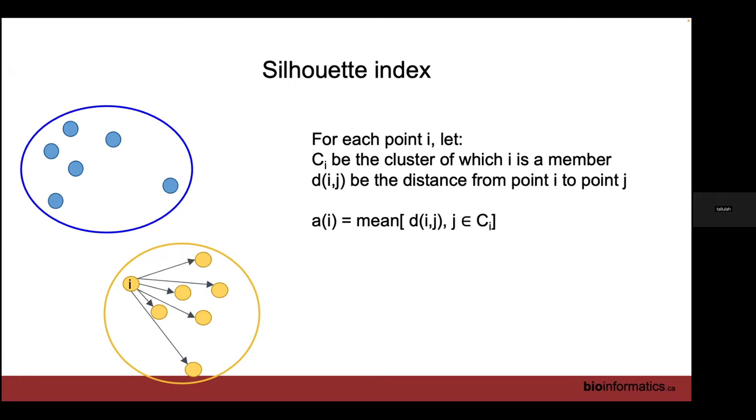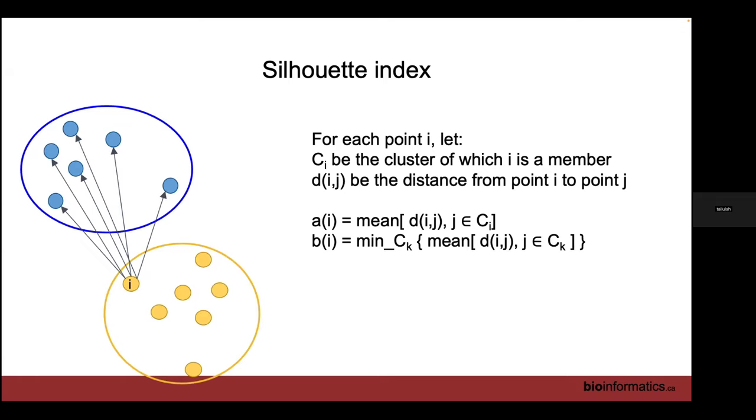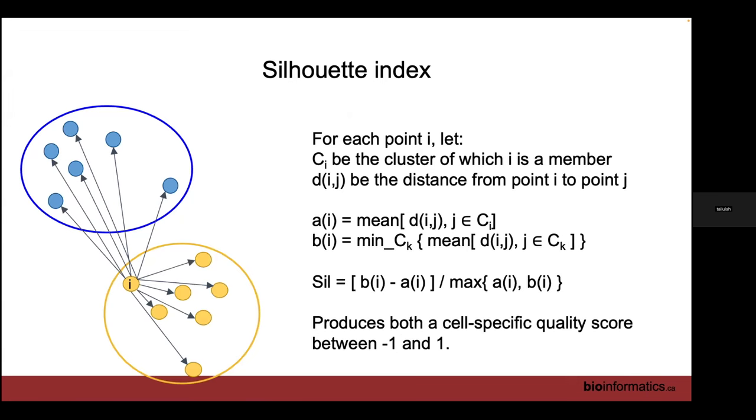So first we calculate the distance from that cell to all the other cells in the same cluster as it. Then we calculate the distance from that cell to all the cells in the next closest cluster. And we take the difference of that. So if the distance to cells in the neighboring cluster is bigger than the distance to cells of the same cluster, that's a good thing. That's a good cluster. If it's the opposite, if it's closer to cells of a different cluster than its own cluster, then it's a bad cluster. That's how we define the silhouette index.